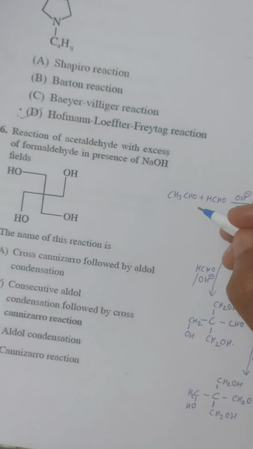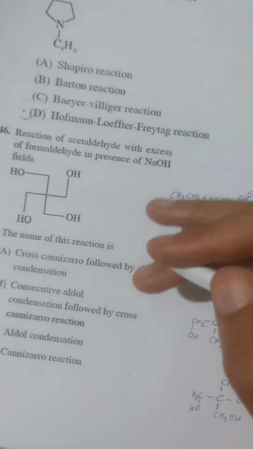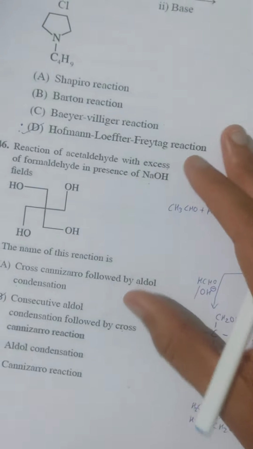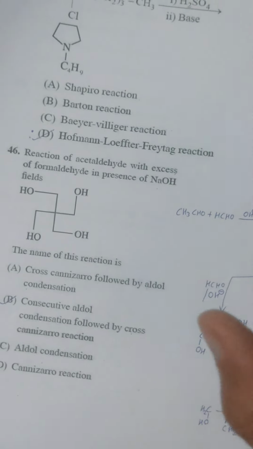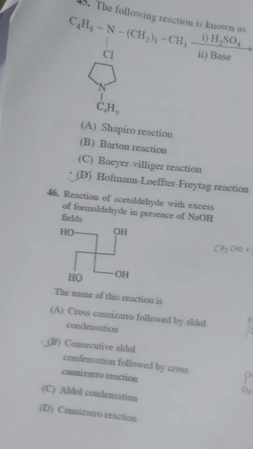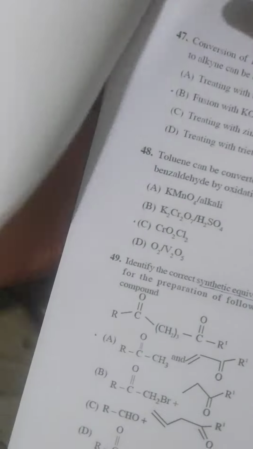Whenever you say Cannizzaro, there are two types, cross and normal. Normal means both the reactants belong to the same group, same aldehyde family. Whereas cross means there will be two different aldehyde groups present. So with this, I'll go to the next question.